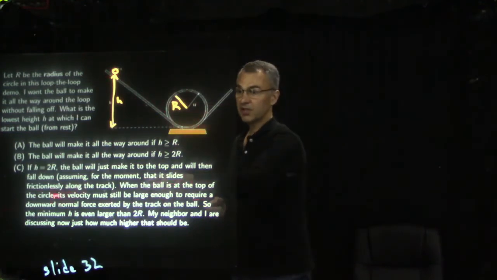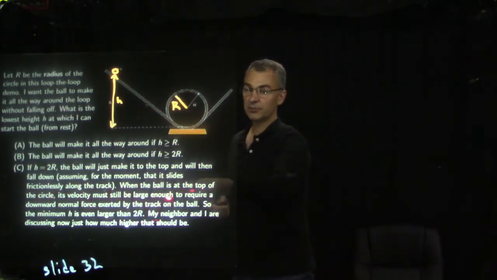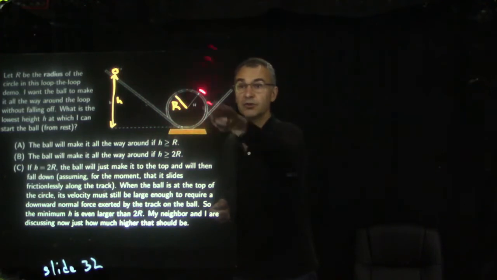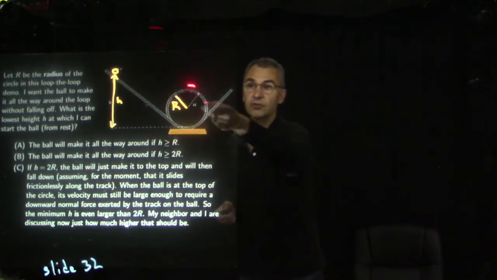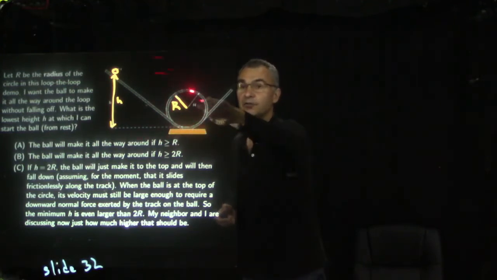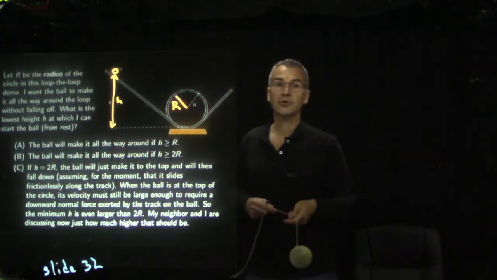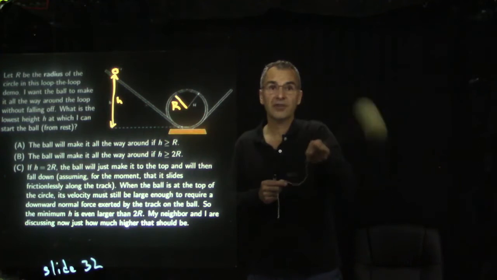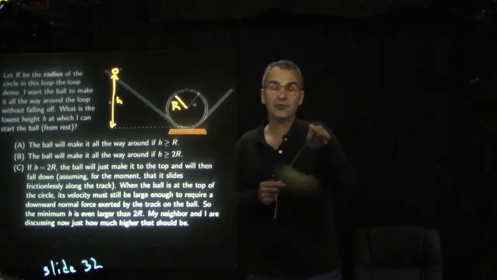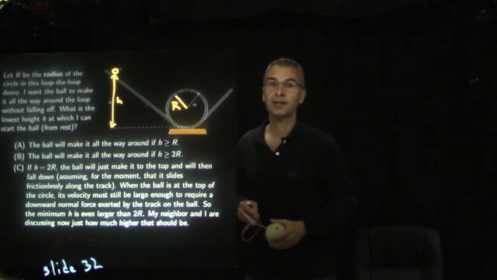When the ball is at the top of the circle, its velocity must still be large enough to require a downward normal force exerted by the track on the ball. You see, we have to have circular motion. What keeps it going in the circle? What keeps it going in the circle is the normal force exerted by the track on the ball. The push by the track on the ball is exactly analogous to the pull by the string on this ball. The string can only pull, it can't push. Track can only push, it can't pull.